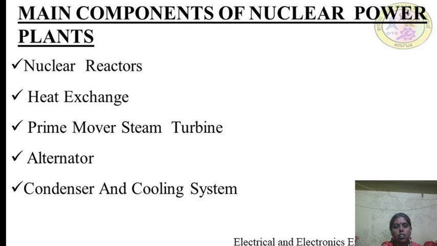Next are the main components of a nuclear power plant. First one is the nuclear reactor, second the heat exchanger, third the prime mover or steam turbine, fourth the alternator, fifth the condenser and cooling system. So these are all the main components which we observed in the schematic arrangement of a nuclear power plant.